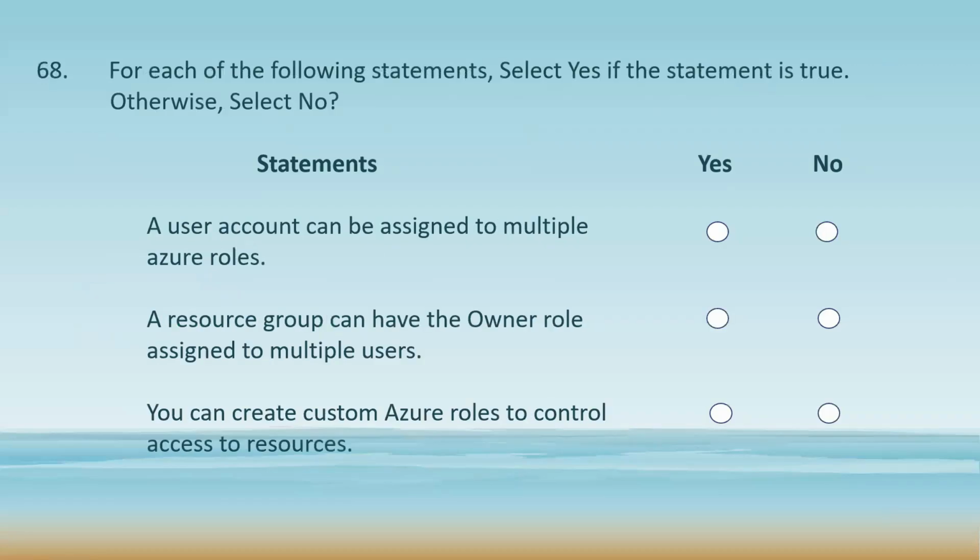For each of the following statements, you need to select yes if the statement is true, otherwise you need to select no. So the first statement is a user account can be assigned to multiple Azure roles. Yes, you can assign a user account to multiple Azure roles. A resource group can have the owner role assigned to multiple users. Yes, multiple users can have owner role on a resource group.